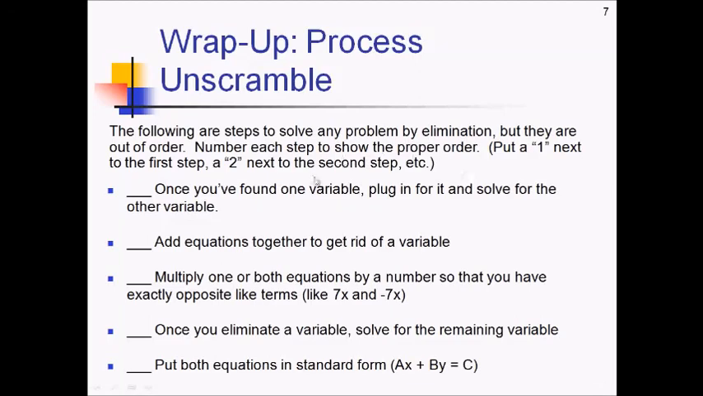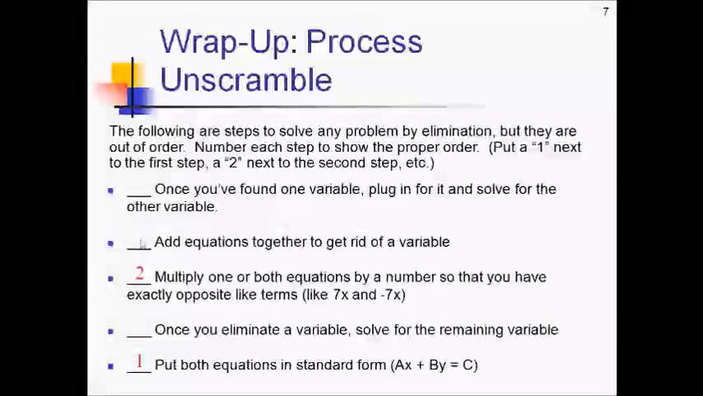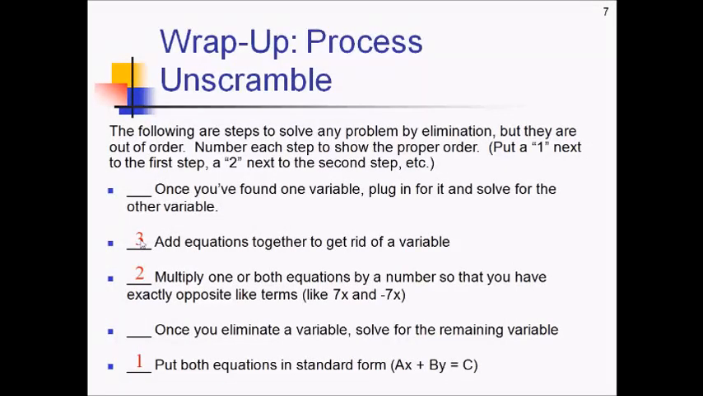All right, now looking through this list, the very first thing we need to do is put both equations in standard form. After that, we need to start looking for opposite-like terms. If you don't have them, then you have to multiply one or both equations by a number so that you have exactly opposite-like terms. Then you can add the equations together to get rid of a variable. That will allow you to solve for one of the variables. So that's our next step. And then once you've found one of the variables, you can plug it back in to solve for the other variable.